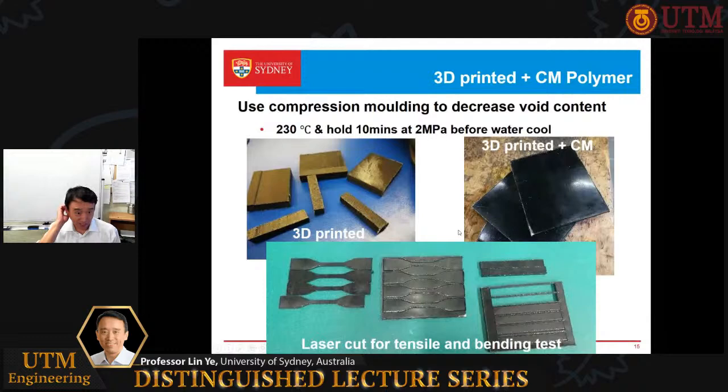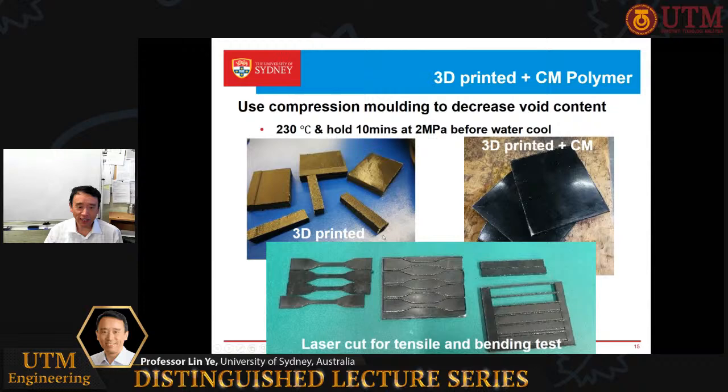So we take this bulk material and try to get some more quantitative information. Here I think it's ABS, the polymer. One is 3D printed directly, and another is 3D printed and then compression molded. Then we see what is really the biggest impact.